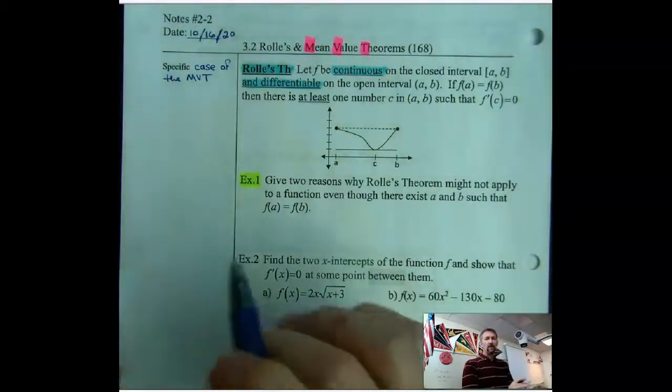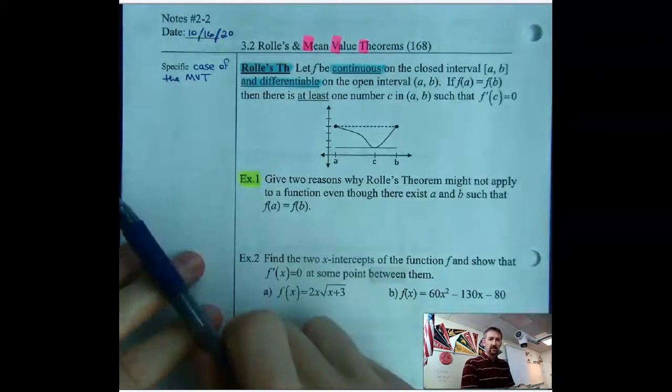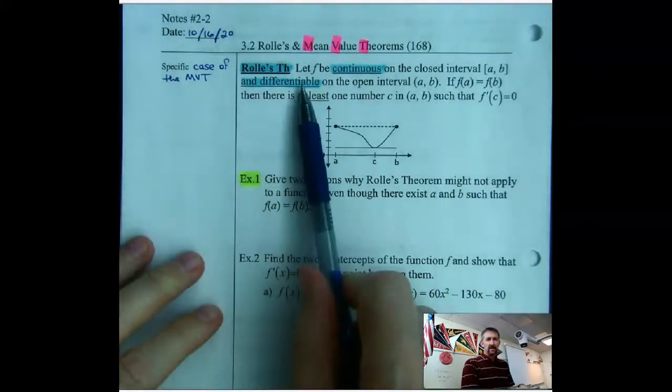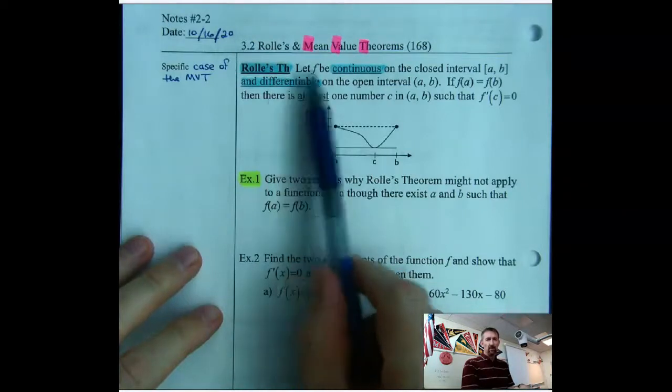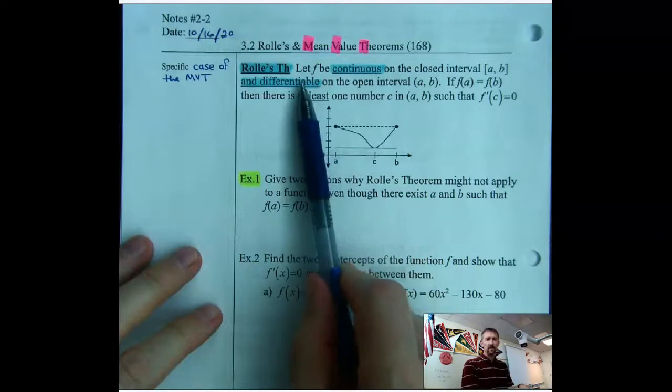Alright, so the main part of this lesson is the mean value theorem, but we're going to start with a specific case of the mean value theorem. And that case is Rolle's theorem. Now, both of the theorems, you have to have a continuous and differentiable function.